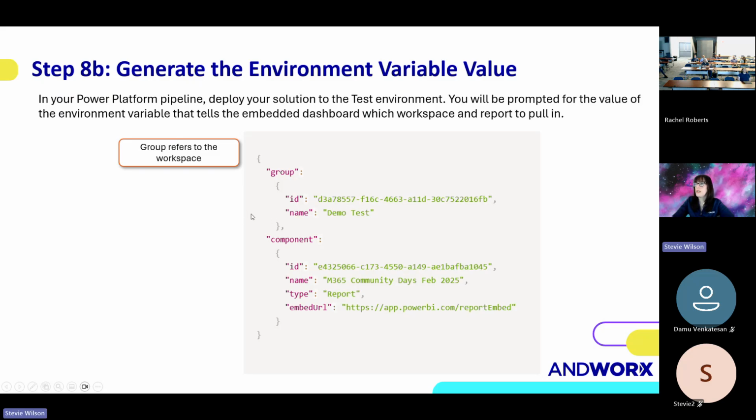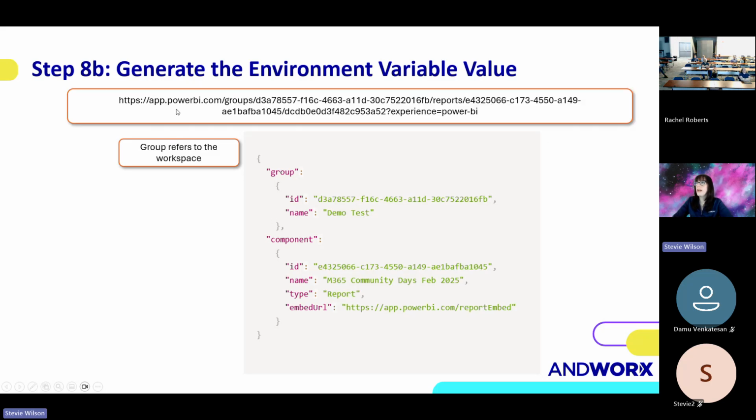And so the ID is going to come from a URL that we can go grab. So what you'll want to do, since we're generating the environment variable for test, is go into Power BI, into the test workspace. We're going to open this report, and we're just going to copy the URL. And this is going to have all of this ID information that we need. So I went and did that. Here is my whole long URL that would open up directly the workspace, the report that's in the test workspace.